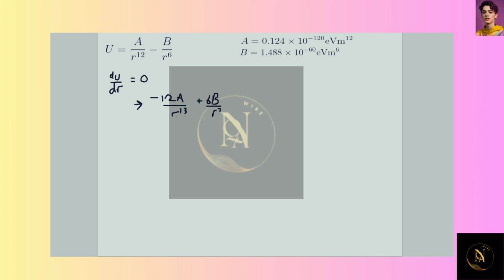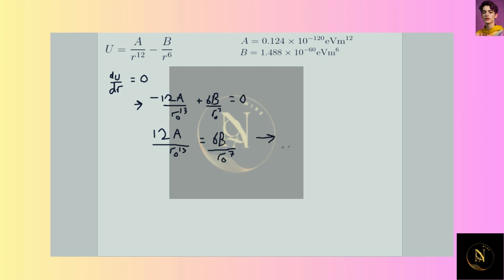Now for the equilibrium position R0, we will just sub that into our value for r, and we will set that equation equal to 0. All we need to do now is rearrange. So all I've done is taken the 12A to one side here, and the 6B over R0 to the 7 term on the other side. And all we need to do now is solve for R0.